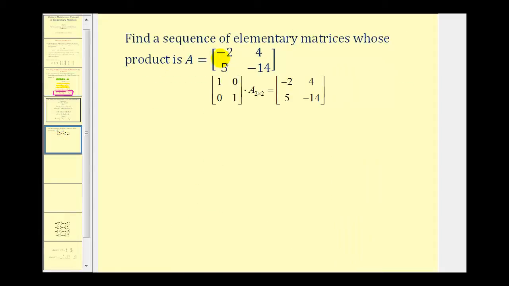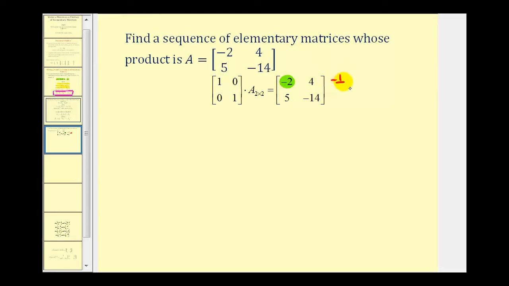We want to find a sequence of elementary matrices whose product is matrix A. So to set this up, we're going to start with this 2 by 2 identity matrix. If we multiply this by matrix A, we know we would obtain the given matrix. And now we're going to perform row operations on this matrix here to obtain the 2 by 2 identity matrix on the right. We'll perform those same row operations on this identity matrix here on the left. So for example, if we wanted to start by having a 1 in this position here, we can replace row 1 with negative 1/2 times row 1. Let's go ahead and do that.